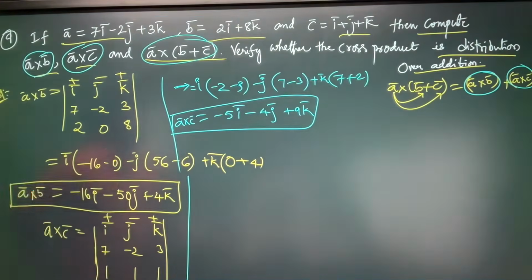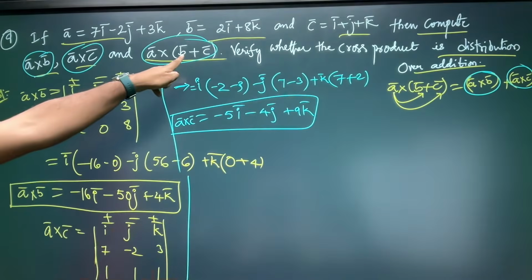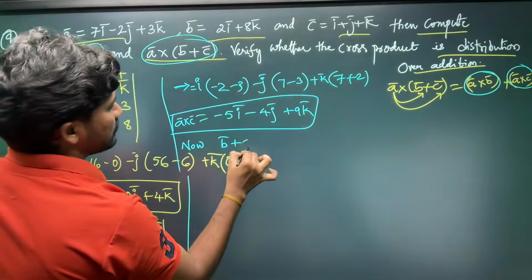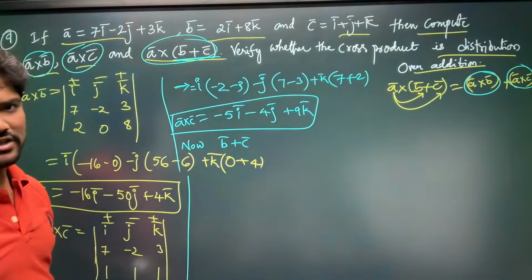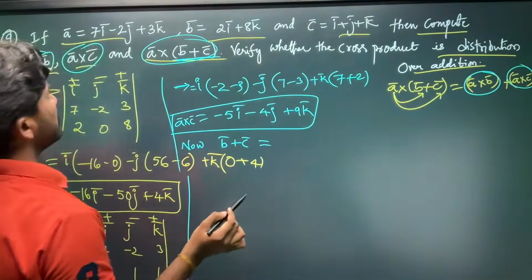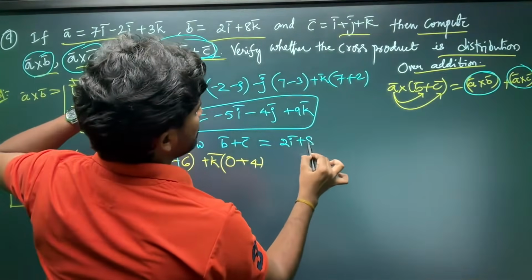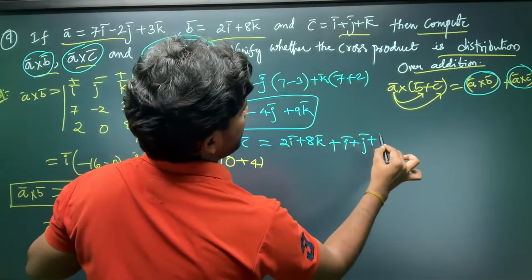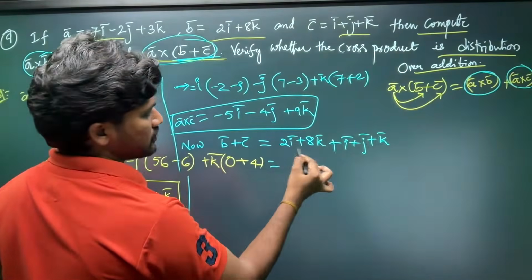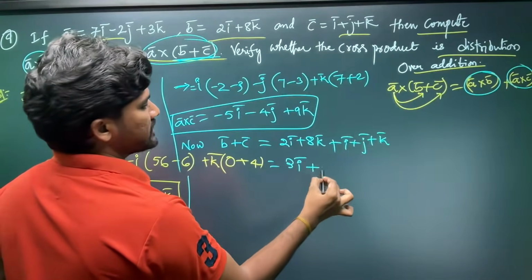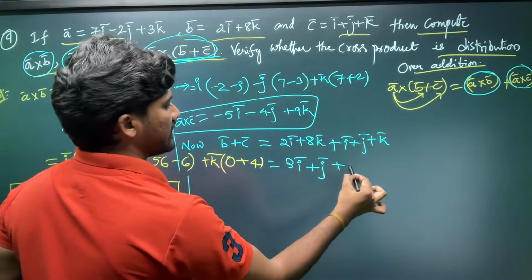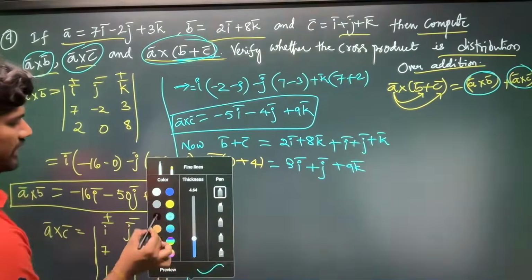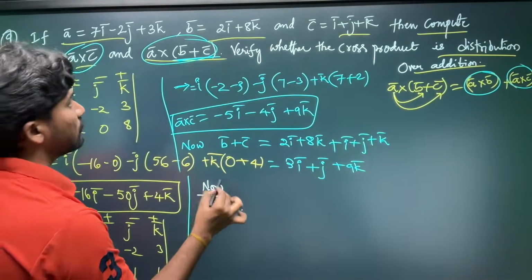Clear? So now what they are asking, find this value. To find this value, first of all we have to find b bar plus c bar. So first find the bracket value, b bar plus c bar. So b bar means 2I bar plus 8k bar, plus c bar is nothing but I bar plus j bar plus k bar. So therefore 2I bar plus I bar is 3I bar, plus only we have one j bar, 8k plus k is 9k bar. This is the b bar plus c bar value.